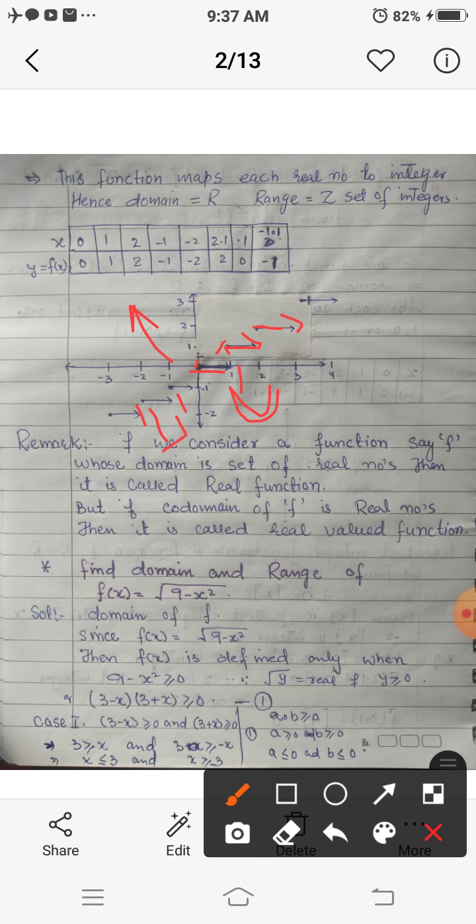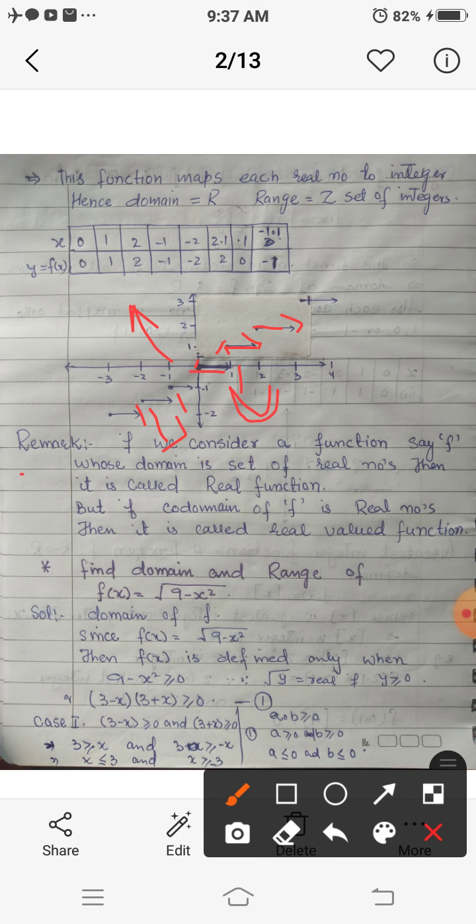So clearly its range is simply the set of integers, but it is defined at each and every number. Why integers? Because there are gaps in the graph, that is why the range of this function is simply the set of integers.